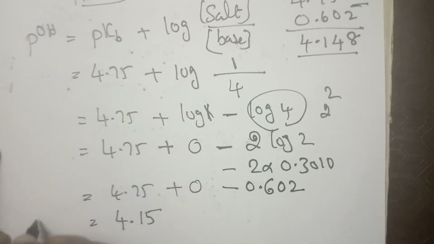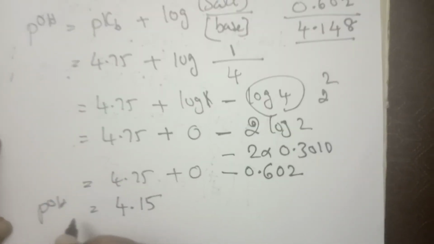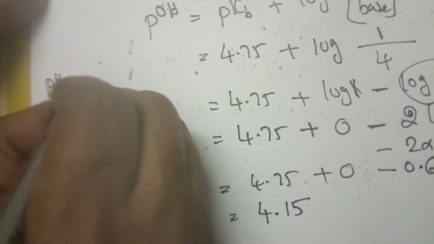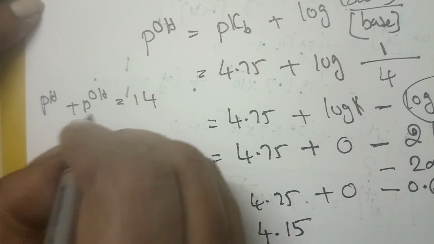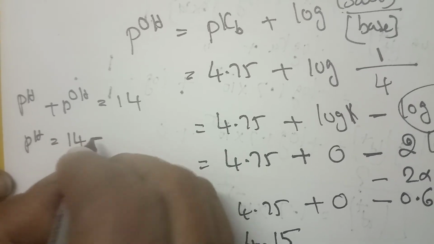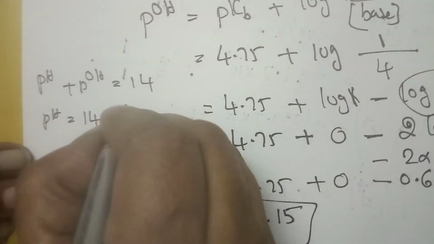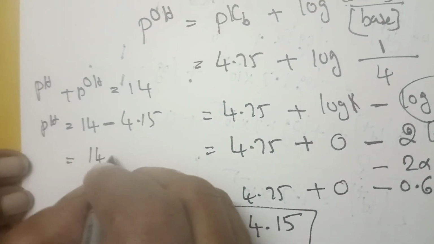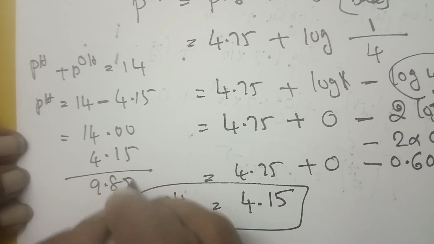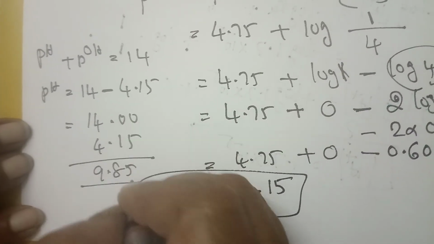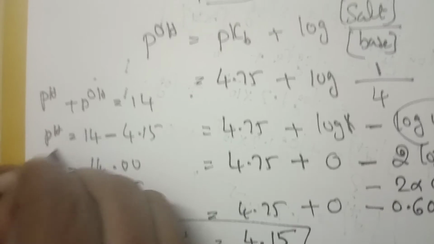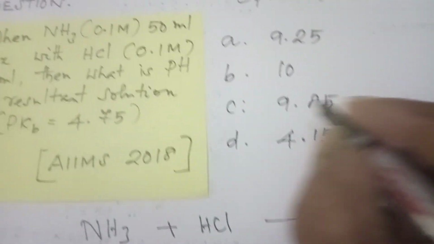Okay, now this is the pOH. What we want is pH. The formula is pH plus pOH is equal to 14. They are asking for pH. So pH is equal to 14 minus pOH. pOH is 4.15, so the answer is 14 minus 4.15. Do the subtraction: 10, 5 remaining, 9, 1, 8. So now the answer is 9.85. This is your pH. Let us go and see the option 9.85.